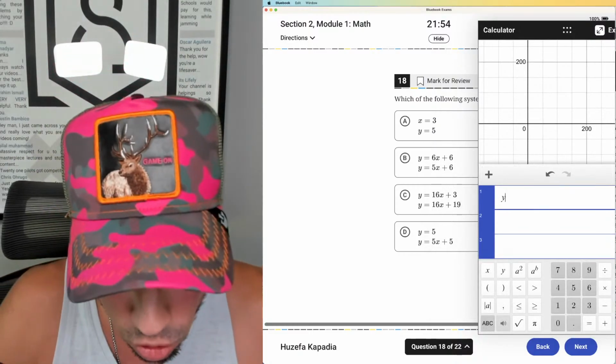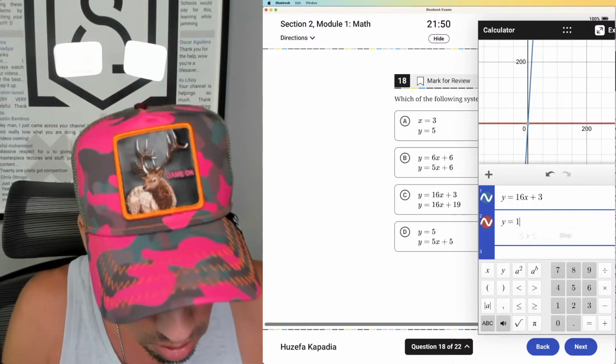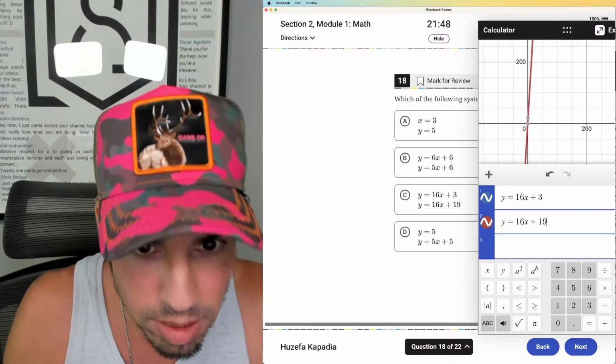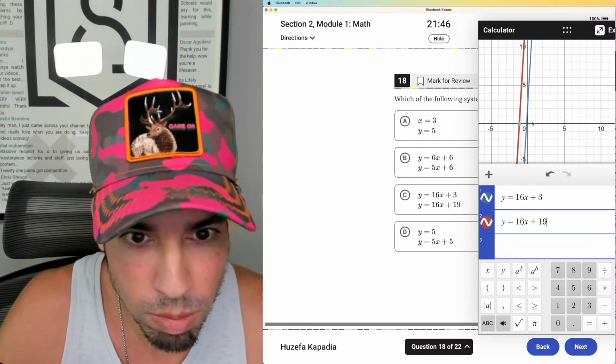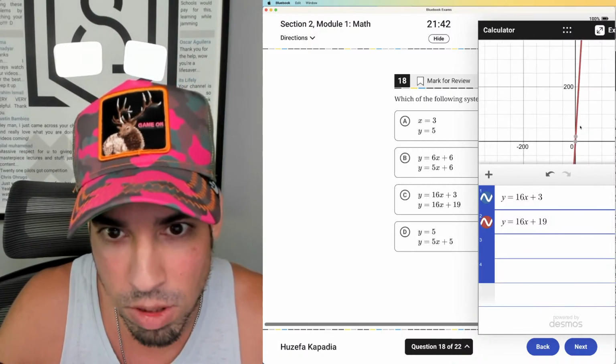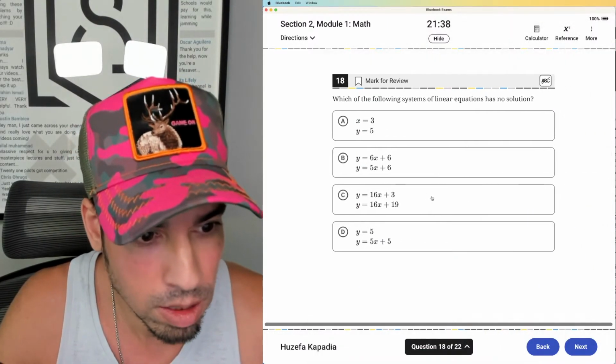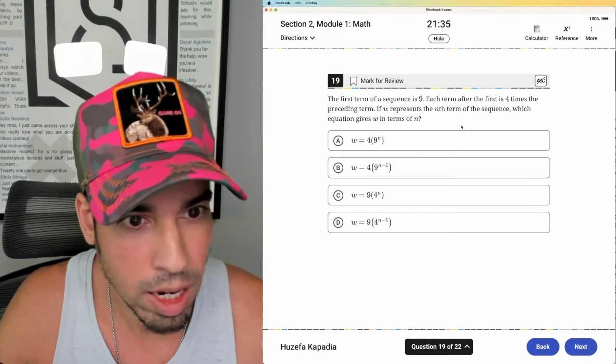So let's pretend we're going straight to option C. So it'd be like, all right, this, and then y equals 16x plus 19. And then obviously we have to zoom in, and then you see, oh, look at that, they're parallel. They don't seem to ever intersect, right? You might have to double check and look around. But yeah, that's fully answerable on Desmos. C is the winner, boom, done.